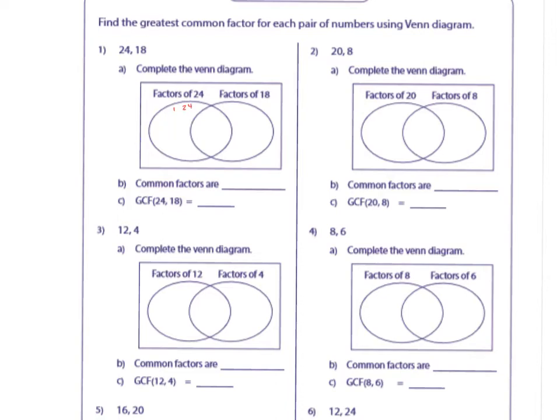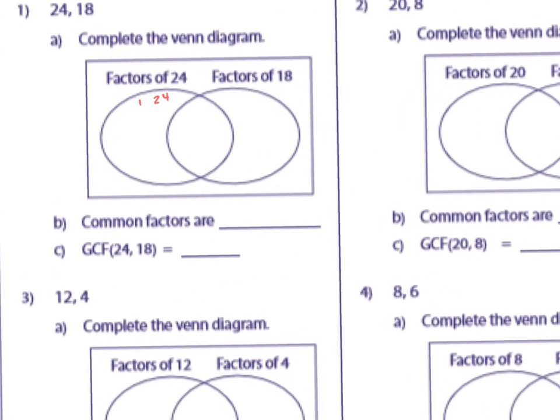I know 2 and 12. I'm just gonna list them because it's hard to write in this little tiny thing. Maybe if I zoom in. Okay, 2 and 12, 3 and 8, 4 and 6. I think that's it. Right? 2 and 12, 3, 4. Yep, that's it. And then you're going to do the same thing for 18.